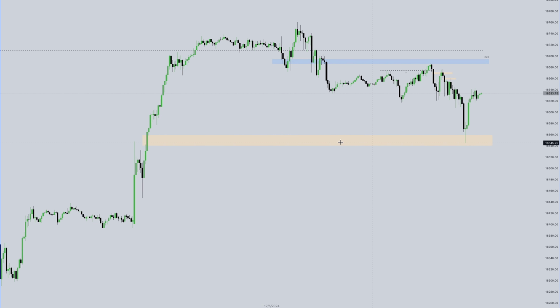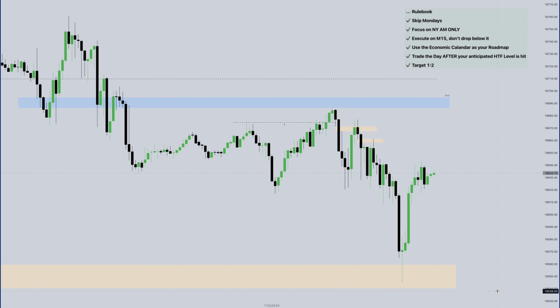Why would price trade to exactly this fair value gap? Do premium and discount. This was the first fair value gap you encountered inside this kind of range. So to come back to our rulebook, we need to skip Mondays. This is a Friday trade.